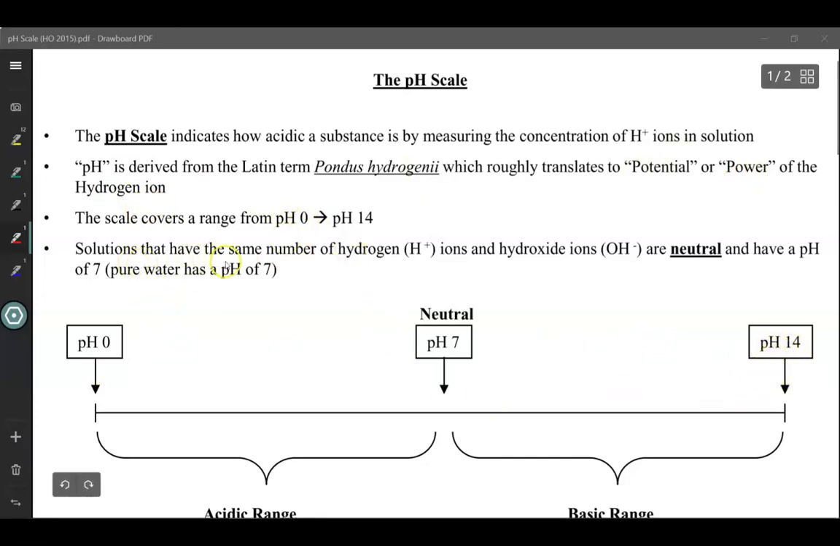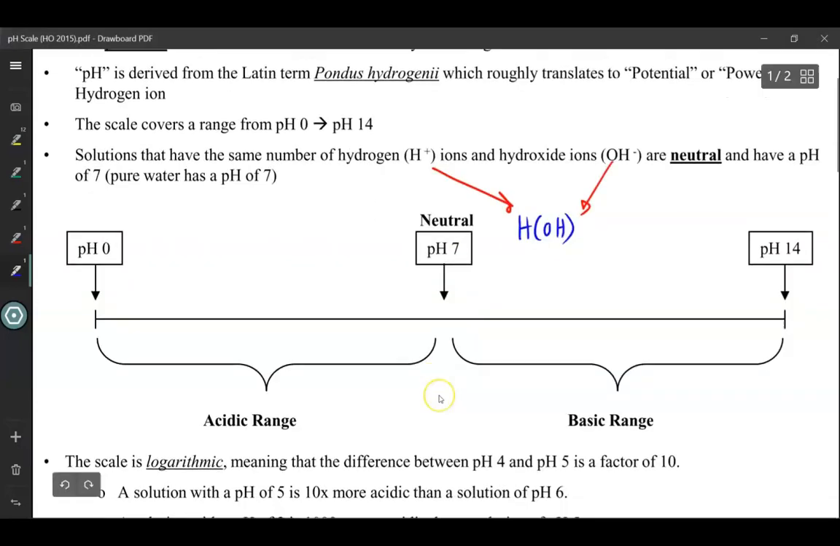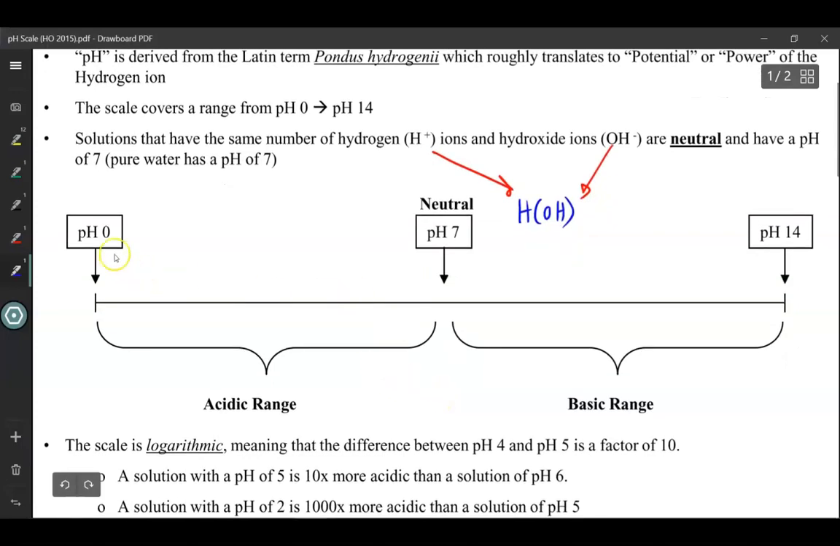But essentially, solutions that have the same number of hydrogens and same number of hydroxides, well, then they would turn into water. And pure water has a pH of 7, so we call this pH neutral, because it's neither an acid nor is it a base, it's both of them together, canceling each other out to create water. On the other hand, if your pH is below 7, from 0 to 7, it is considered to be acidic, while if the pH is between 7 and 14, it's considered to be basic.